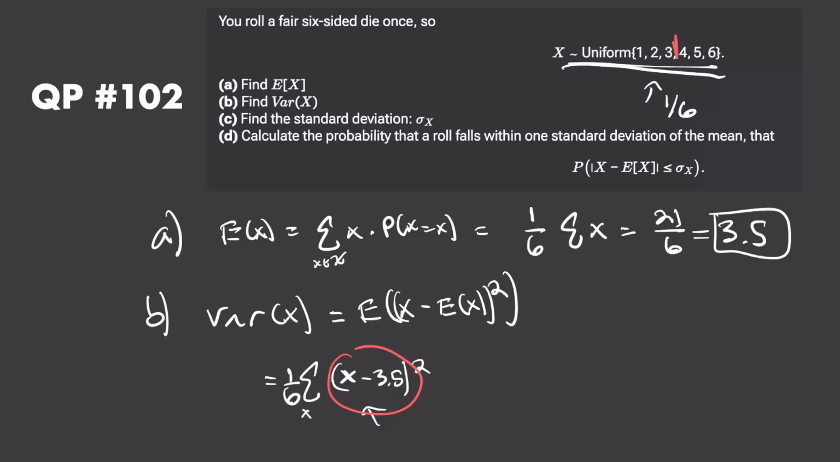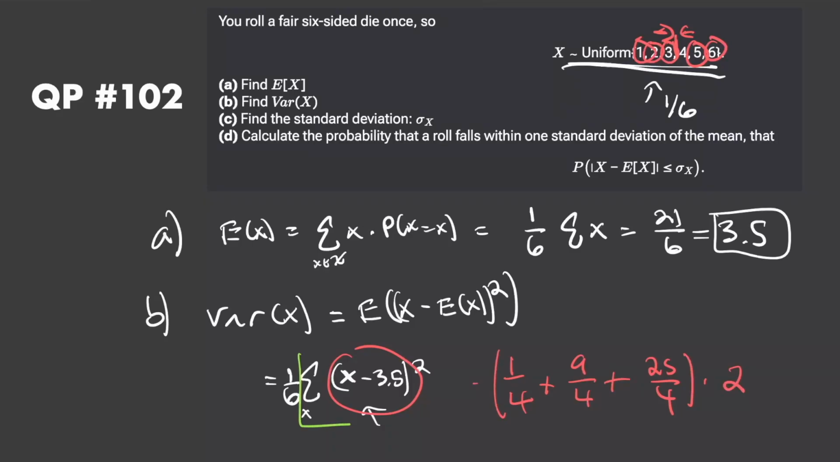The difference between 3.5 and 4 is 1/2. The difference between 5 and 3.5 is 3/2. The difference between 6 and 3.5 is going to be 5/2. Now when we square all of these, I'm going to get 1/4 here, I'm going to get 9/4 here, and I'm going to get 25/4 here. And now these are the square differences from the mean for 4, 5, and 6, but you notice that for 3, 2, and 1, they're going to have these same distances, right? So we can just add these up and then multiply them by 2.